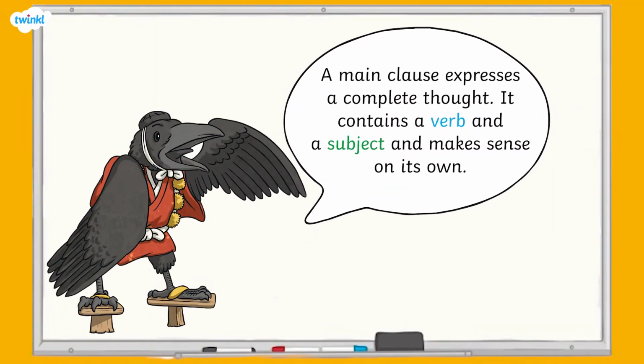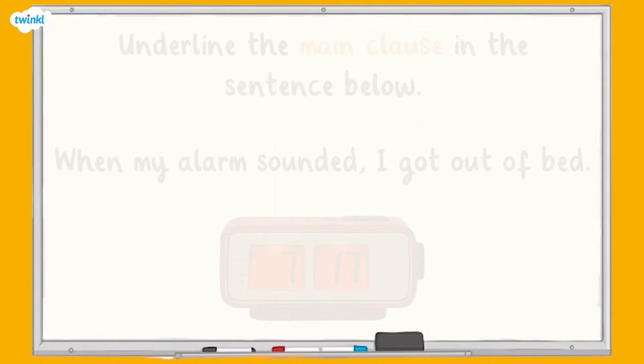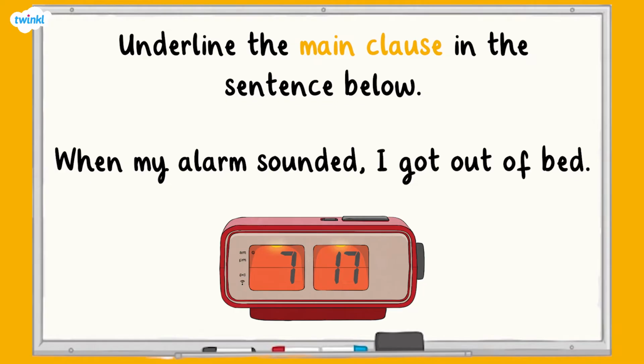Let's take a look at our first question. Here you're being asked to underline the main clause in the sentence. You'll need to look for the part of the sentence that contains a verb and a subject and makes sense on its own. The sentence is, when my alarm sounded, I got out of bed. What part of this sentence is the main clause? Well done if you said, I got out of bed. This part of the sentence makes sense on its own.